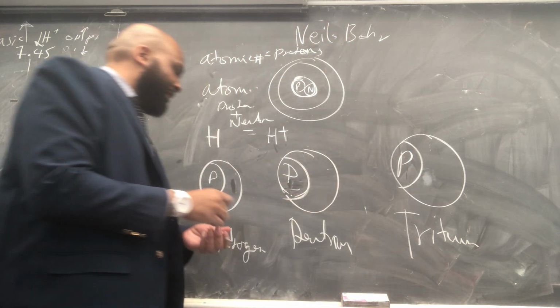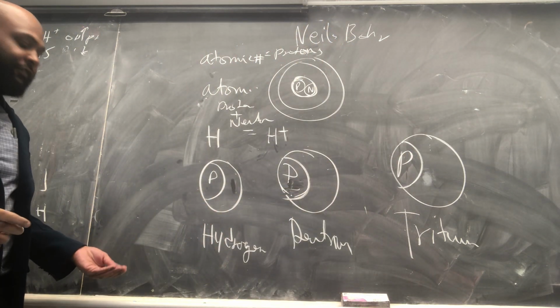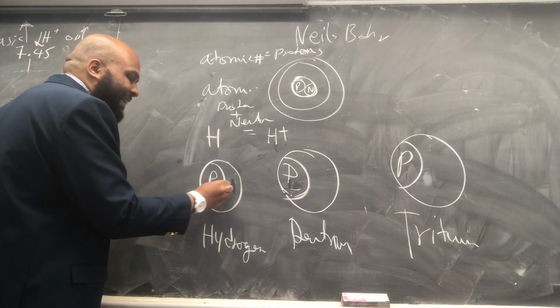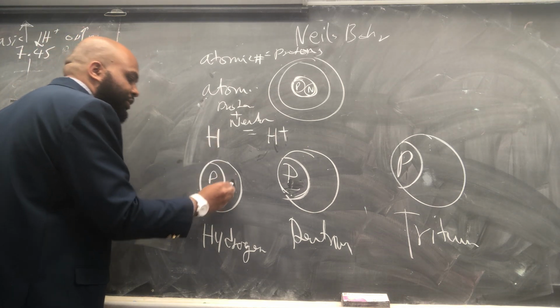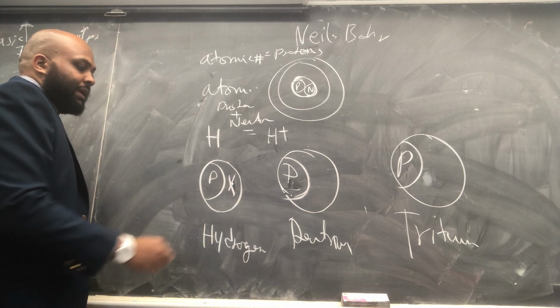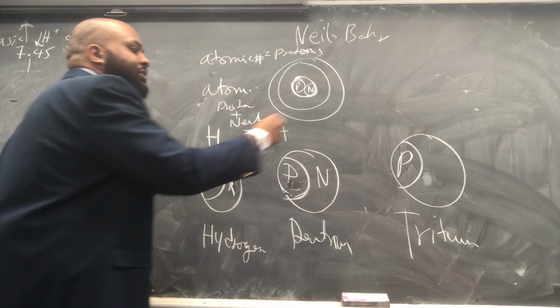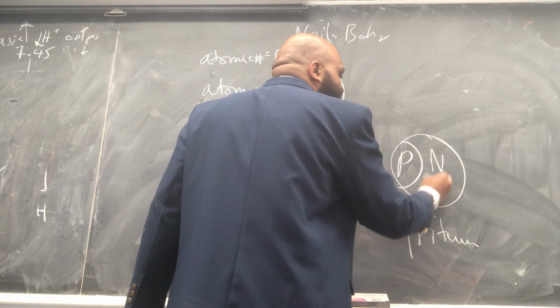They all have the same number of protons. But the difference is, hydrogen has 0 neutrons, no neutrons. Deuterium has 1 neutron, and tritium has 2 neutrons.